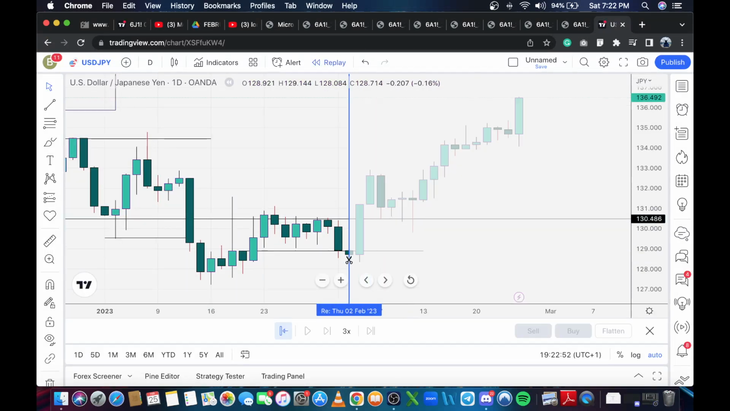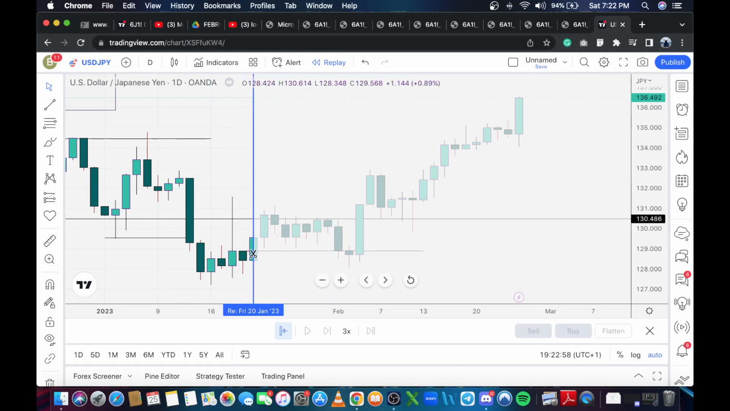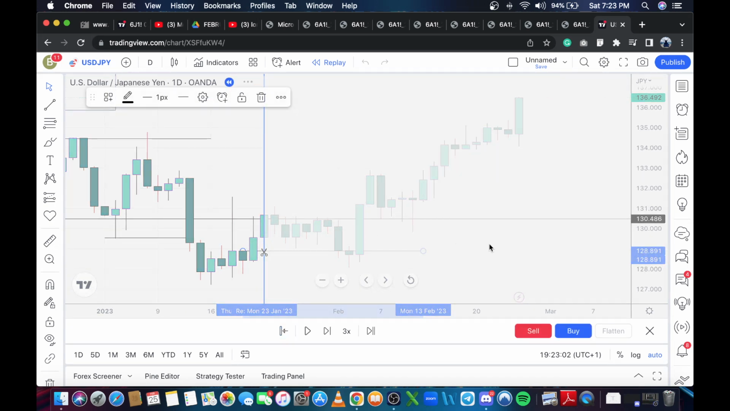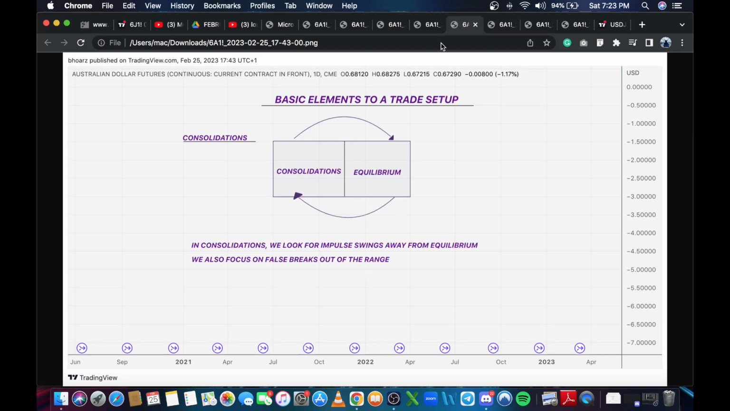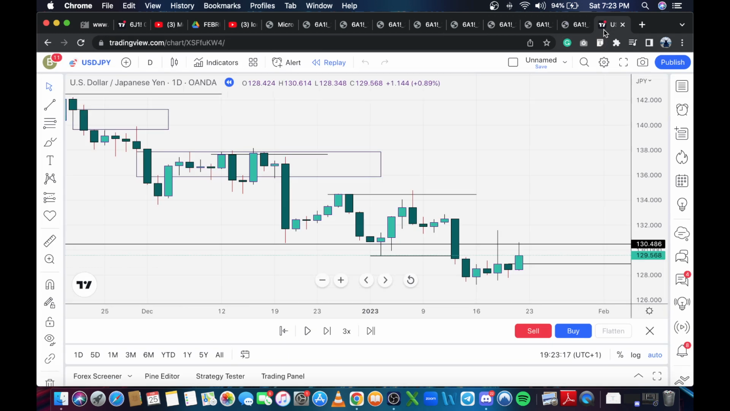So we're going to use the replay tool on that, and we're going to watch the expansion. Actually, we're going to use this. Okay, this is a consolidation. So we're going to take this out. With consolidations, we're looking for the equilibrium of the trading range, and we're looking for impulse price swings away from equilibrium. We'll also focus on breakouts and false breakouts of the range, which I'm going to talk about shortly. But let's cover this.